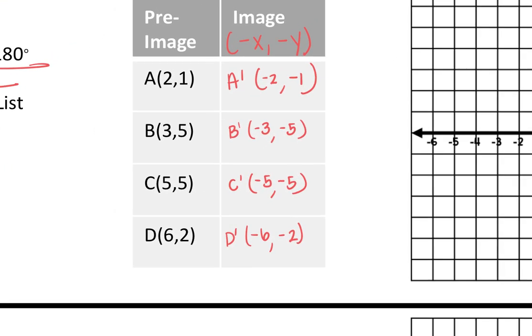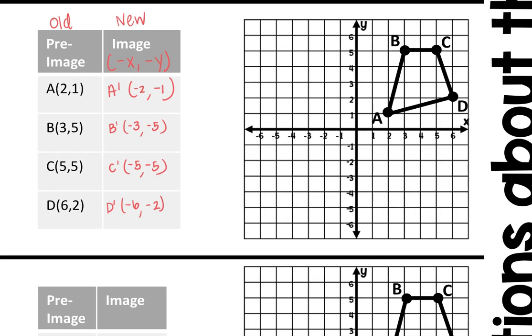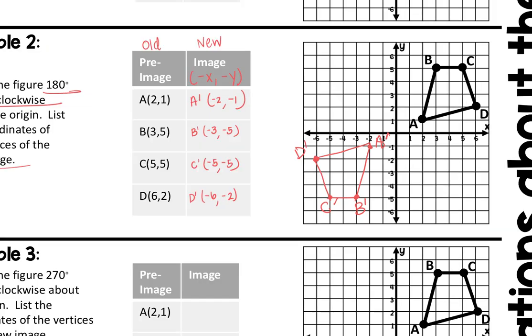These are my answers. Let's graph them in here. Negative 2, negative 1. A prime. Negative 3, negative 5. B prime. Negative 5, negative 5. C prime. Negative 6, negative 2. D prime. Let's connect them. And this is what a rotation of 180 degrees looks like. All right.